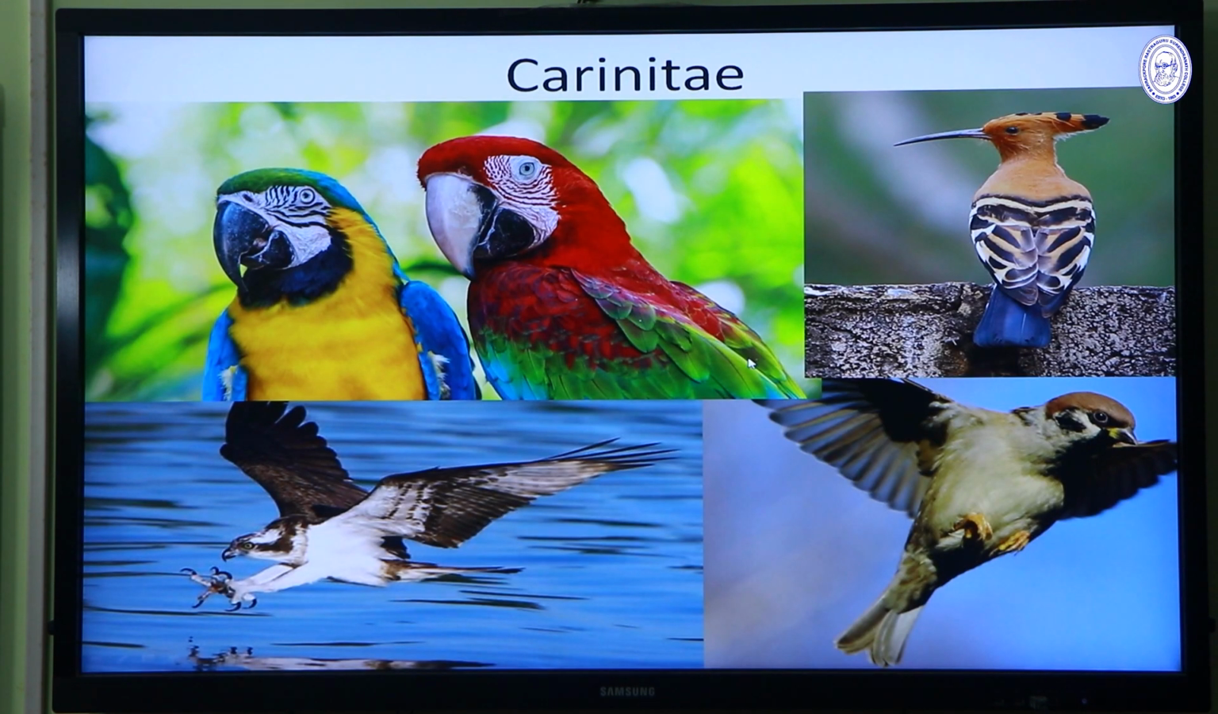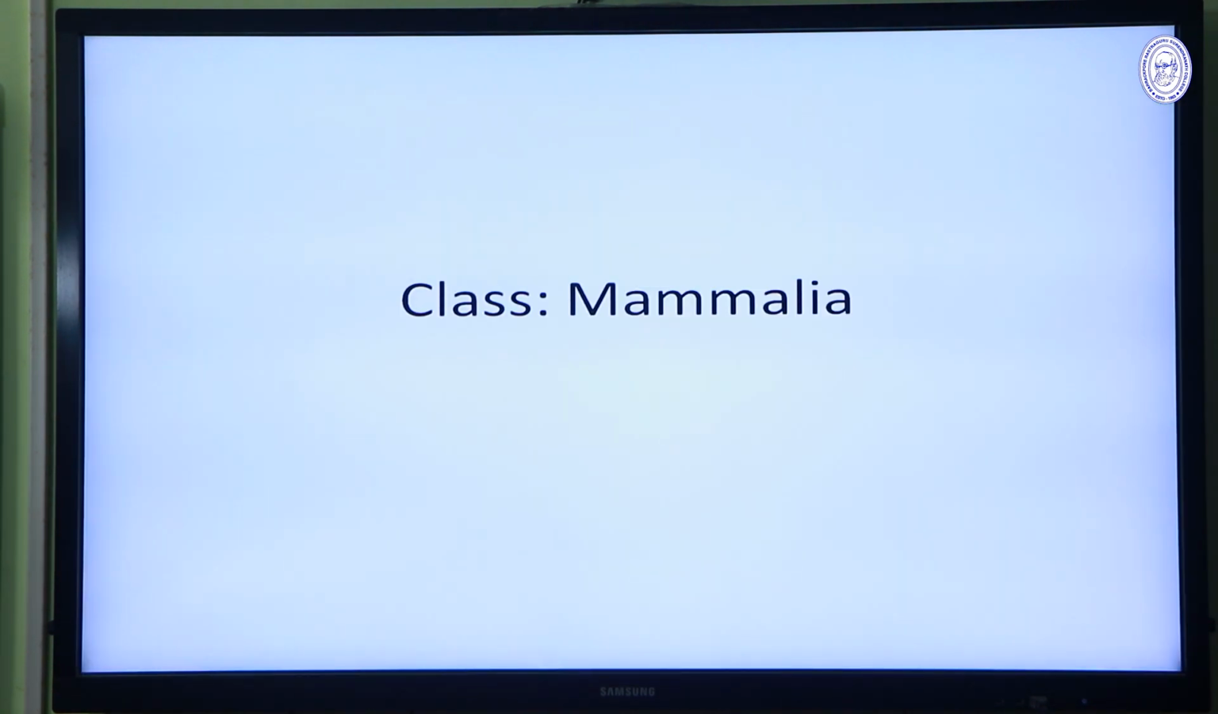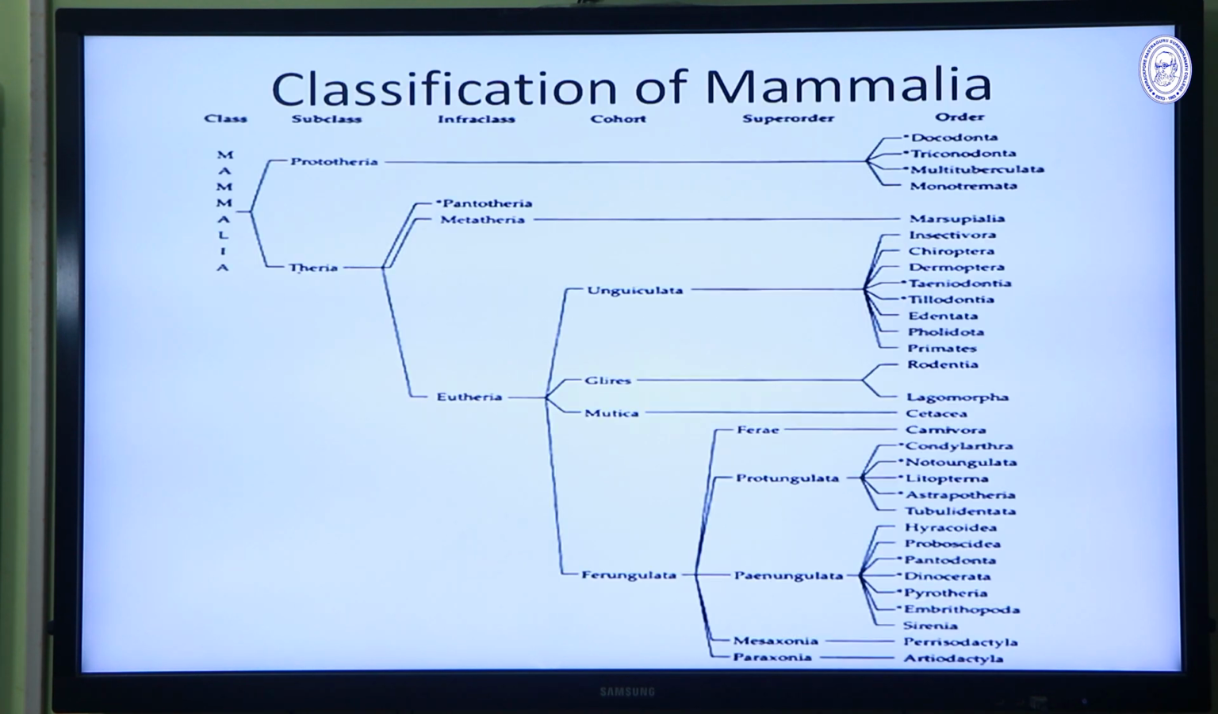These are the flying birds, or Carinatae. All kinds of flying birds are included in this group. Now, the synapsid reptiles gave birth to the class Mammalia. After the dinosaur extinction, the Mammalia started to flourish on the earth. So, this is the basic classification of Mammalia. The class Mammalia is divided into two subclasses, Prototheria and Theria.